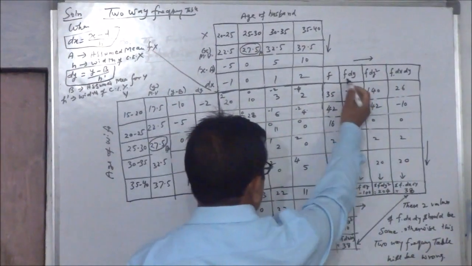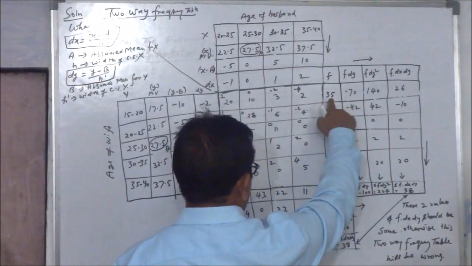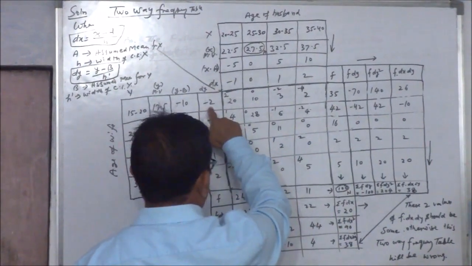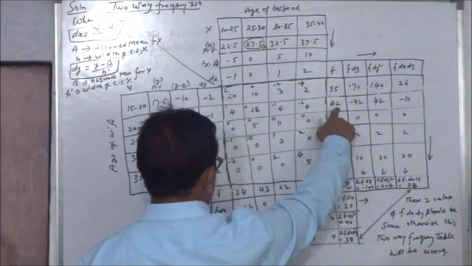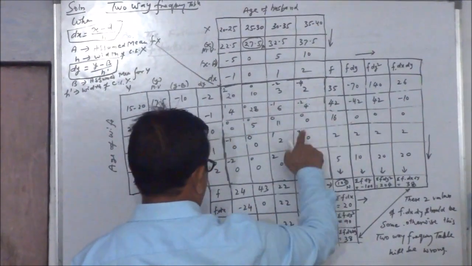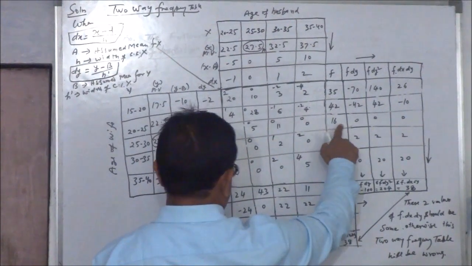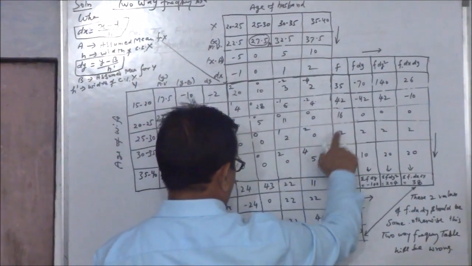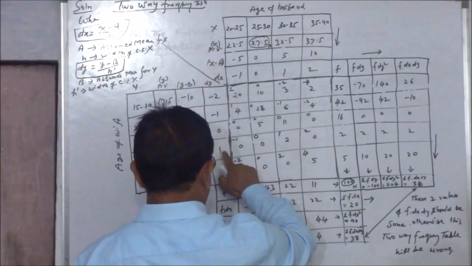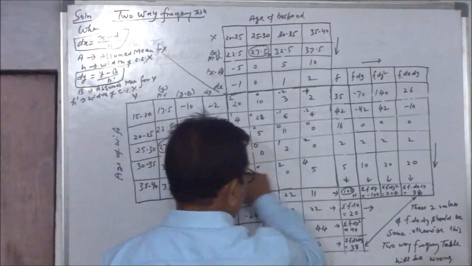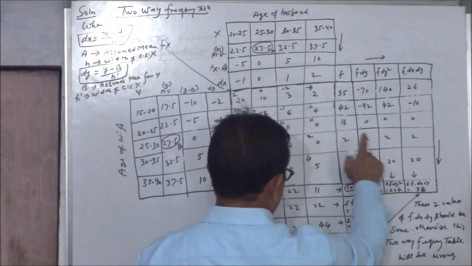Now we calculate f into dy. f is 35 and dy is minus 2. To multiply 35 into minus 2, this is minus 70. 42 into minus 1, this is minus 42. And 16 into 0, this is 0. And f is 2, 2 multiplied by 1, dy value was 1, so f dy is 2.